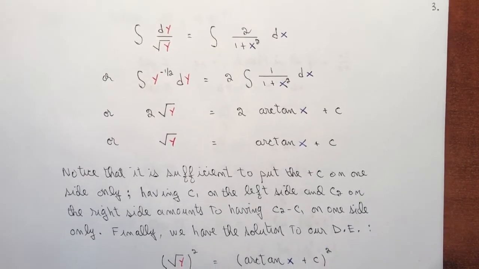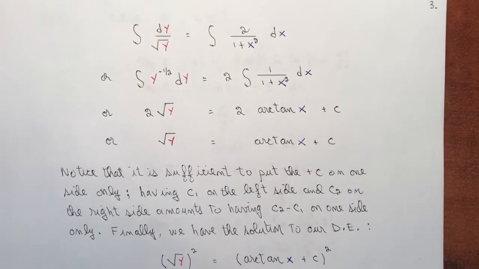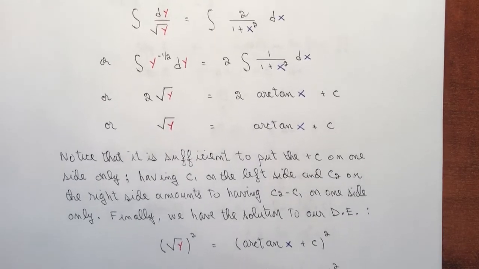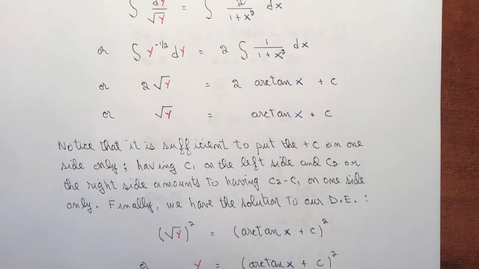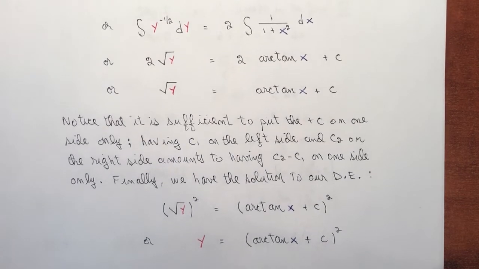Please notice that it is sufficient to put the plus c on one side only. Having c1 on the left and c2 on the right simply amounts to having c2 minus c1 on one of the sides only. So calling c2 minus c1 c, we have the solution to our differential equation, which is really root of y all squared is equal to arctan x plus c all squared, or simply y is equal to arctan of x plus c all squared.